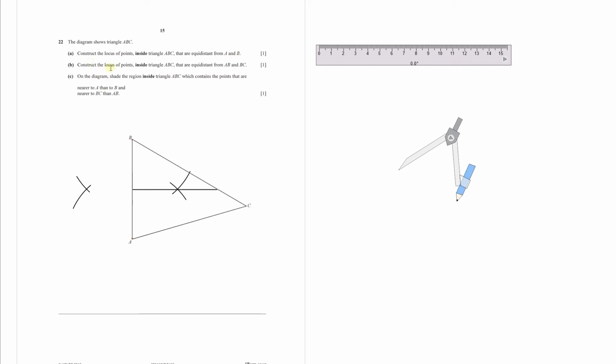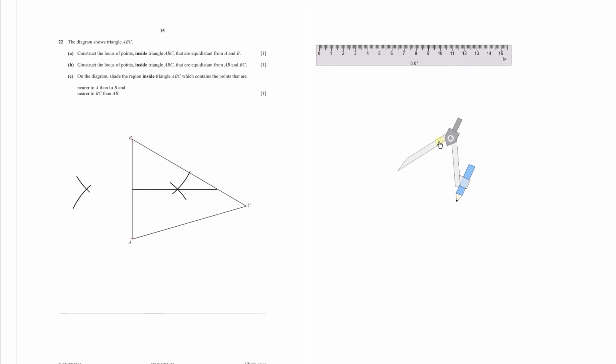Part B is construct the locus of points inside the triangle ABC that are equidistant from AB and BC. So that means we have to draw the angle bisector of angle ABC. So the angle bisector will be somewhere down the middle here. So all the points on that line would be equidistant from line BC and line AB.